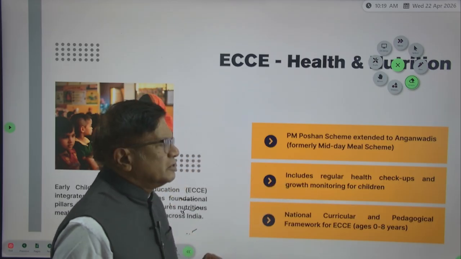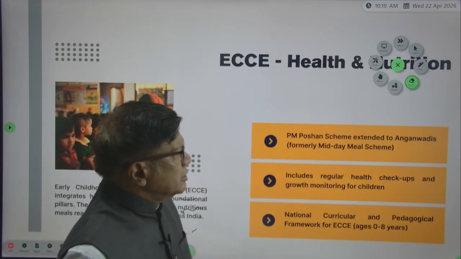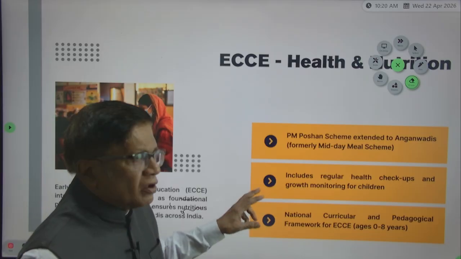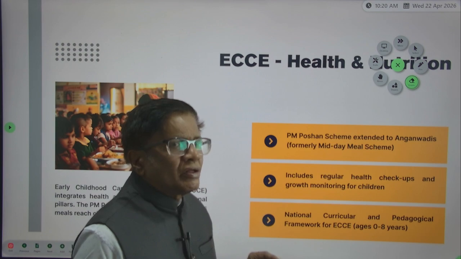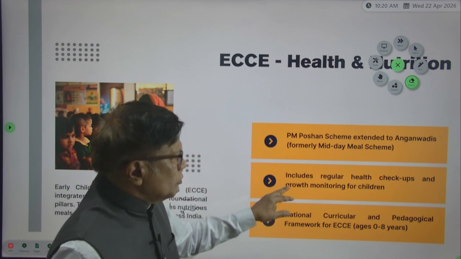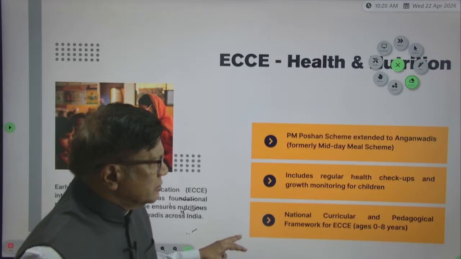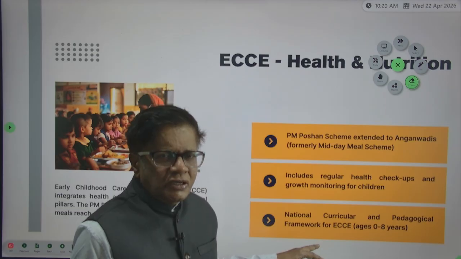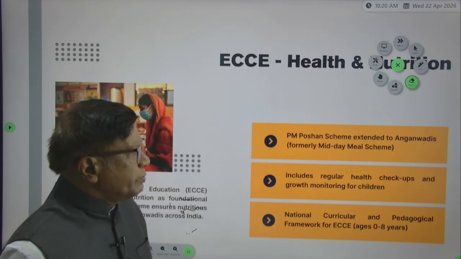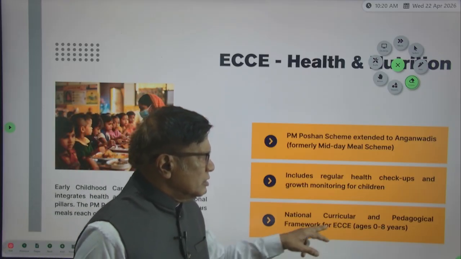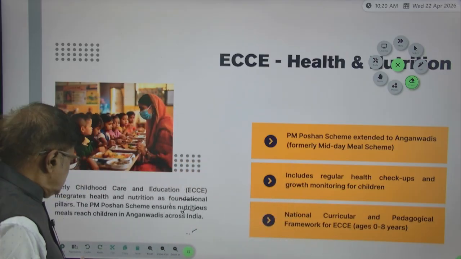Secondly, the scheme also includes regular health checkups of children between age 3 to 6, and they also monitor the growth of children. Okay, and for ECCE there is a national curriculum and also a pedagogical framework from age 0 to age 8 years.